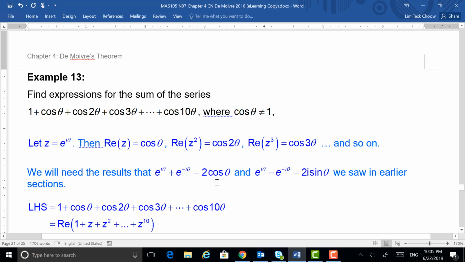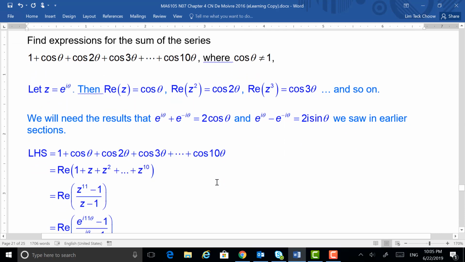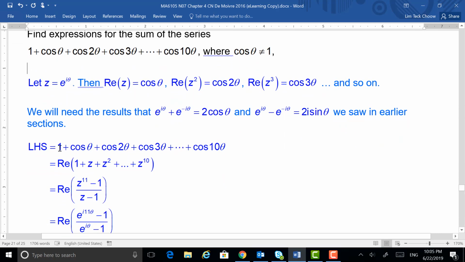So to begin with, let's start off with the left hand side. On the left hand side, our aim is to find the sum of this series. One way to find the sum of this series is to rewrite it as the real part of this complex number. Remember, z is e^(iθ), and the real part of z is exactly this. z squared is cos 2θ plus i sin 2θ, and so the real part of z squared is cos 2θ, and so on and so forth.